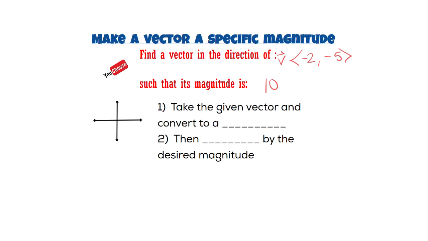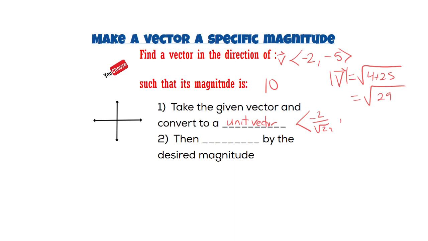The given vector currently has a magnitude of, let's see what that would end up being. That magnitude would be the square root of 4 plus 25. Okay, so what I'm going to do now is take my vector and convert it to a unit vector. Now that I know its length, the unit vector would look like this: -2 over the square root of 29 and -5 over the square root of 29. There's your unit vector.